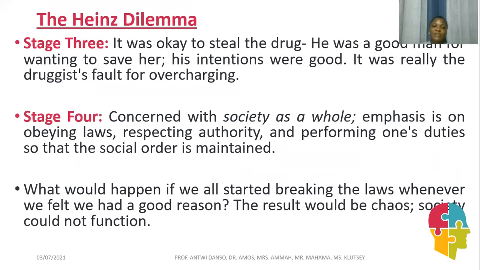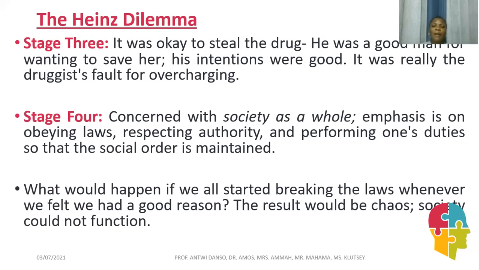Somebody who is in stage 3 will say that it is okay to steal the drug, that he was a good man for wanting to save her. His intentions were good. Remember, this is where the intentions behind the actions become important. So it was really the druggist's fault for overcharging. Those who are in stage 4 are concerned with society as a whole. And so they will lay emphasis on obeying laws, respecting authority, and performing one's duty so that social order, law and order, is maintained.